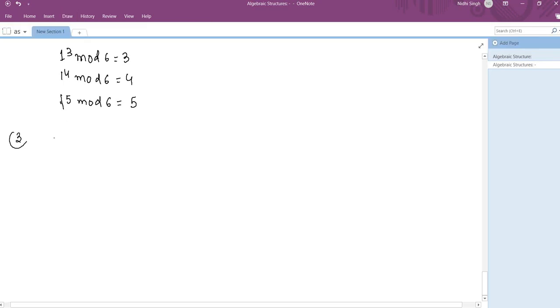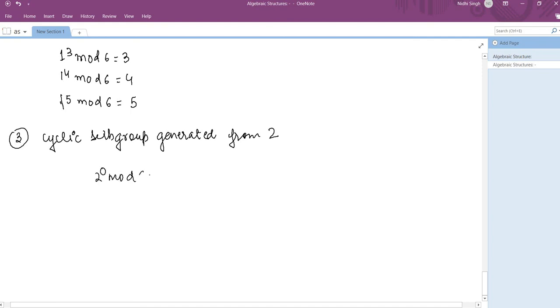So for the third one, the cyclic subgroup generated from 2. 2 to the power 0 mod 6. What is the value? 0. 2 to the power 1 mod 6. Answer is 2. 2 to the power 2 mod 6. Answer is 4.